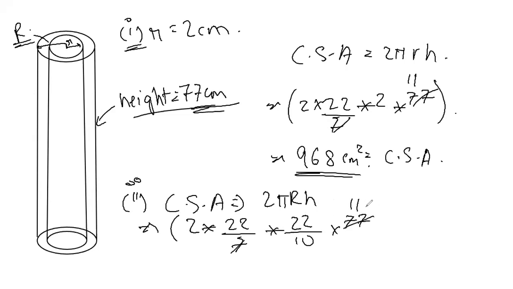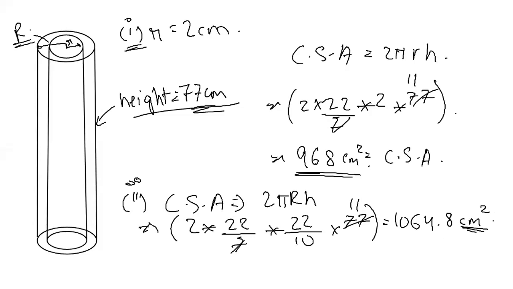7 ones are 7, 7 11s are 77. And so we'll use a Calci and we'll get the following answer: 1064.8 centimeters square. You have written the units. That is an amazing job.